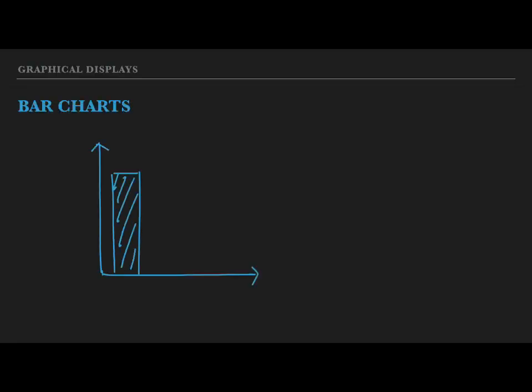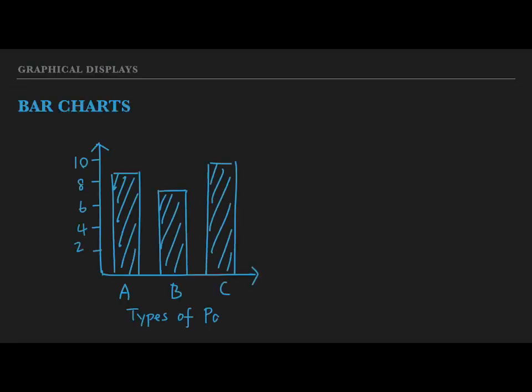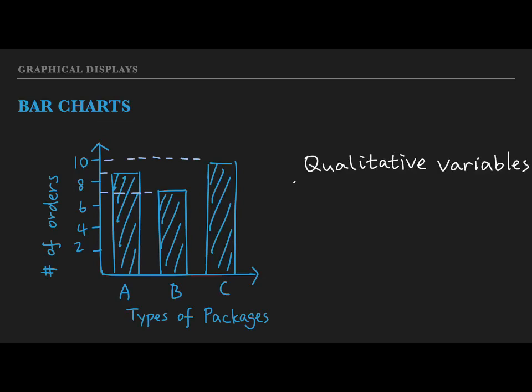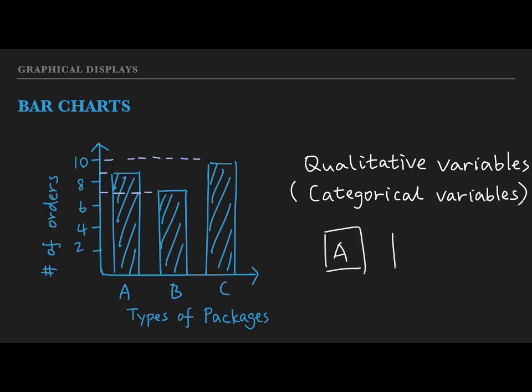Bar charts. They look something like this. They're used to represent qualitative variables, which are also called categorical variables. That is, the variables only fall into different categories, but never in between them. Take this graph for example. The orders can only be either package type A, B, or C, but never something in between them.